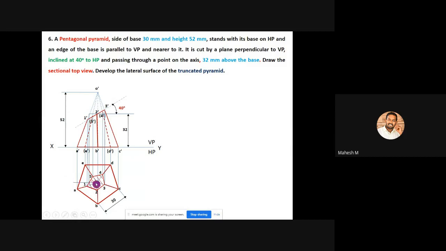Then you can measure the distance of O to A. Then you can create an arc from this point, like this. That projection can be marked as A1. You can measure the distance of O to A, then create an arc up to this imaginary horizontal line. Please don't highlight this line.